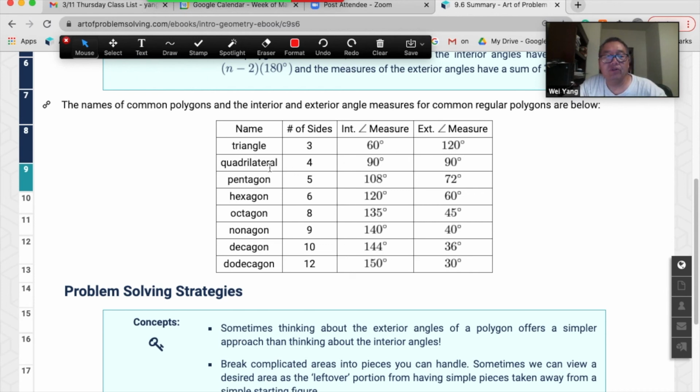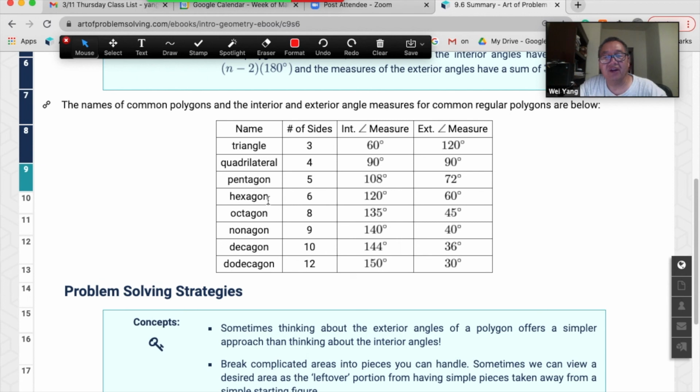Then for the quadrilateral, we have 4 sides. If it's a regular quadrilateral, that's actually a square, right? Each angle equals 90 degrees. Then if you extend each interior angle, each exterior angle equals 90 degrees. Then 4 exterior angles also give you 360 degrees. For the pentagon, they have 5 sides. Each interior angle is 108 degrees. Then each exterior angle is 72 degrees. 5 of that give you 360 degrees.